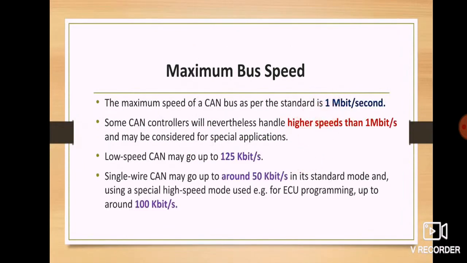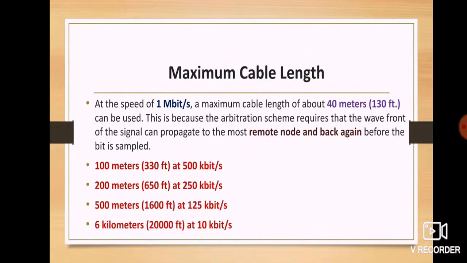In practical applications, let's see how it varies with respect to the length. At the maximum speed of 1 Mbps, a maximum cable length of about 40 meters, that is 130 feet, can be used. If you use only 40 meters or 130 feet of wire, it will give near to 1 Mbps, not exactly 1 Mbps, maybe 100 kbps less, so there is not a big difference. This is because of the arbitration scheme, which is a very important concept that very few may be aware of.